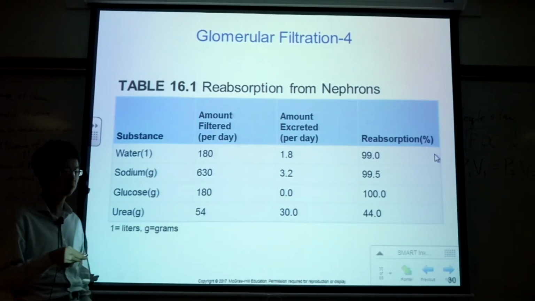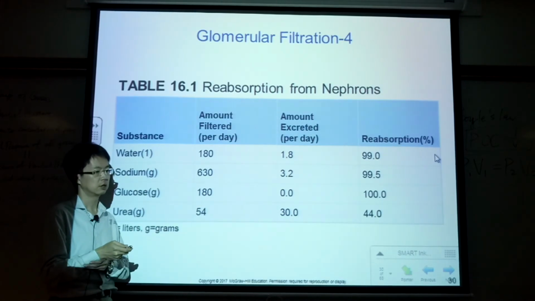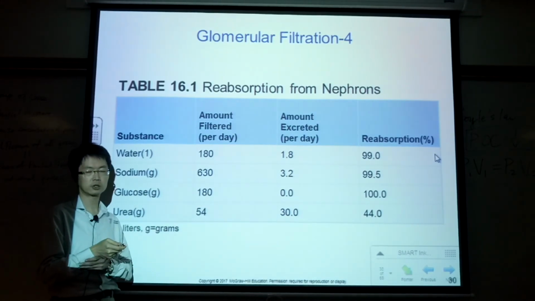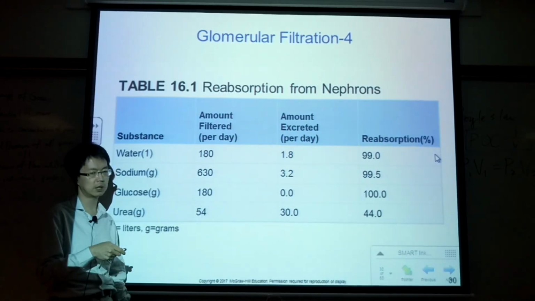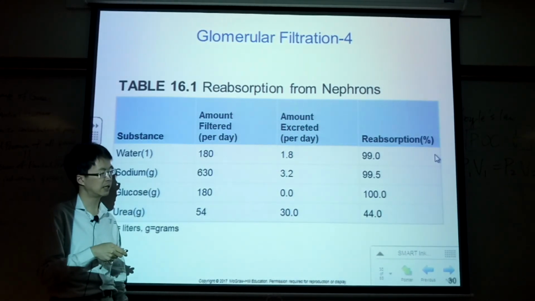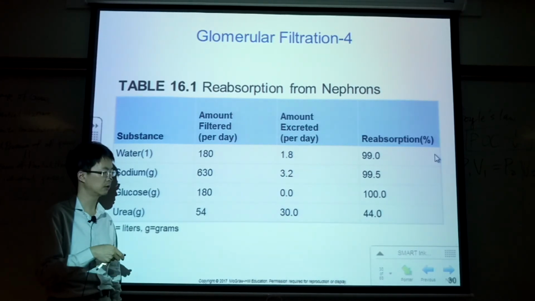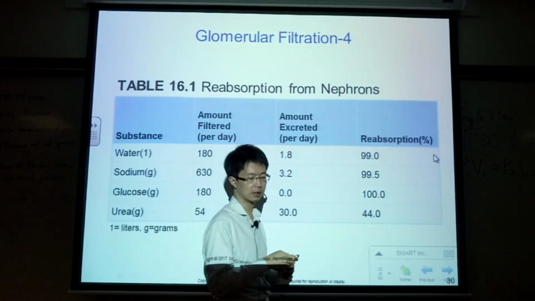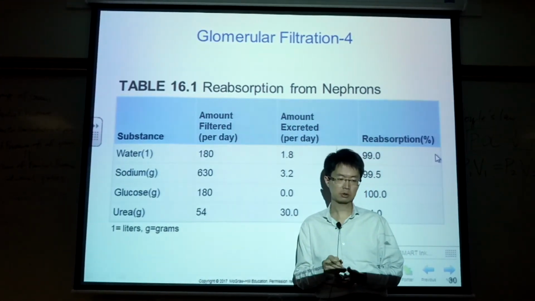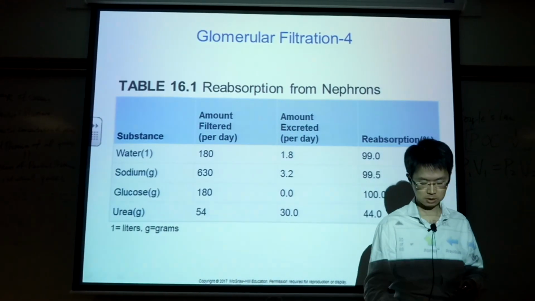Why is that? We will talk about this later. This is a very interesting question that I asked my physiology students. Urea is a metabolic waste. How come we don't have 100% secretion of urea? How come we only secrete maybe less than half of the urea? Why do we keep half of the urea in our body? So we'll talk about this later. You can think about it right now, and we'll explain this later.